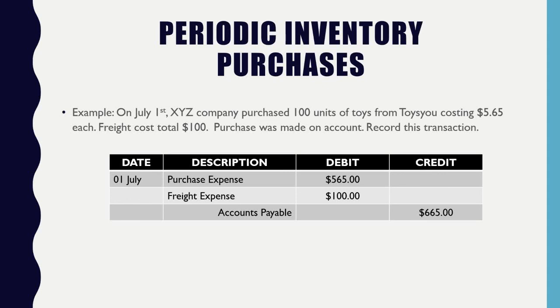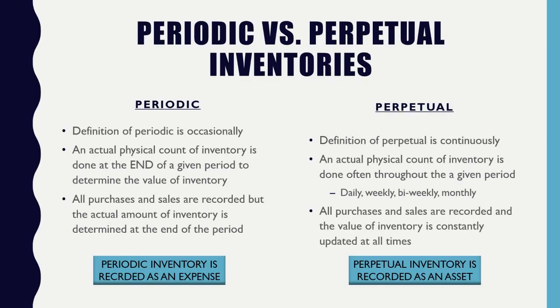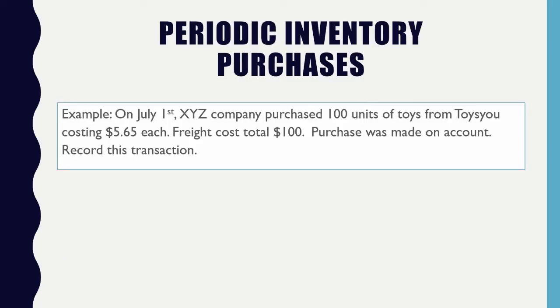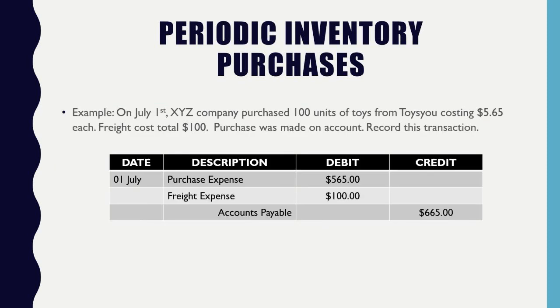Now you debited purchase expenses and freight expenses, right? Why can't we directly debit the inventory? Because we are focusing on periodic inventory. So if you remember, if I go back a slide here, when we journalize our periodic inventory, we are making an expense. In chapter 7 and 8, when we focus on perpetual inventory, that is where we're going to journalize them as an asset, as an actual inventory item. Any other questions in regards to why or how we journalize this?